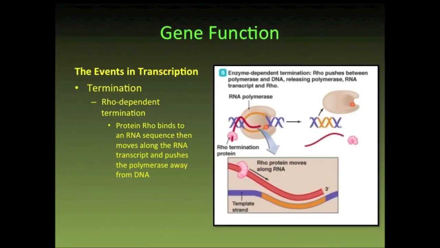Rho. The Rho protein binds to the 5' end of the RNA transcript and moves along the transcript toward the 3' end. The Rho protein wedges between RNA polymerase and the DNA template to separate them, ending transcription.